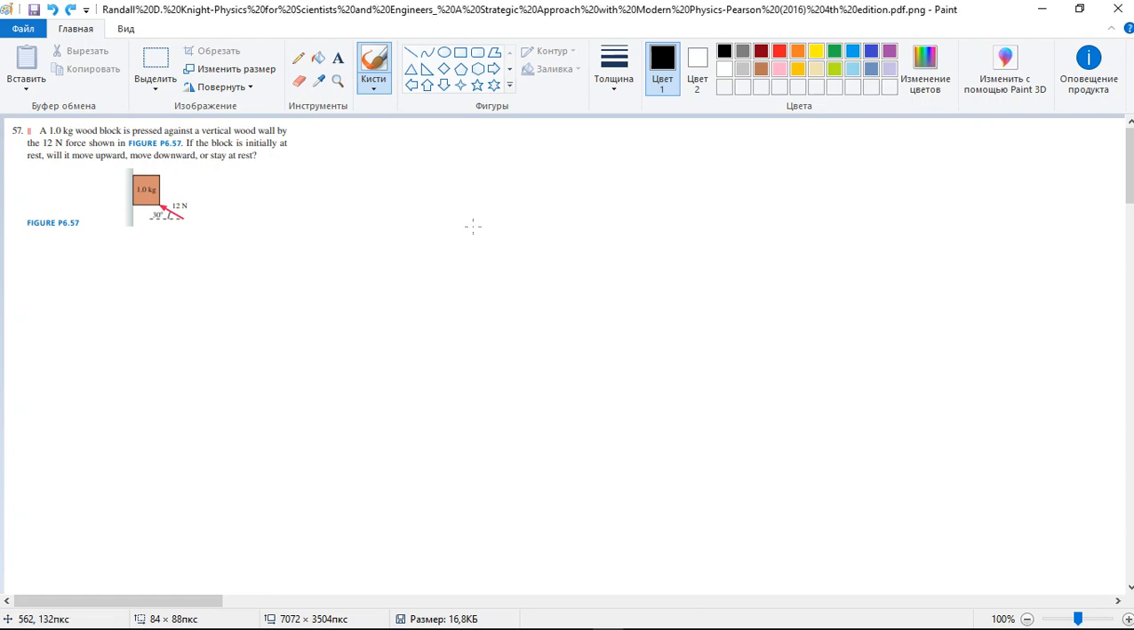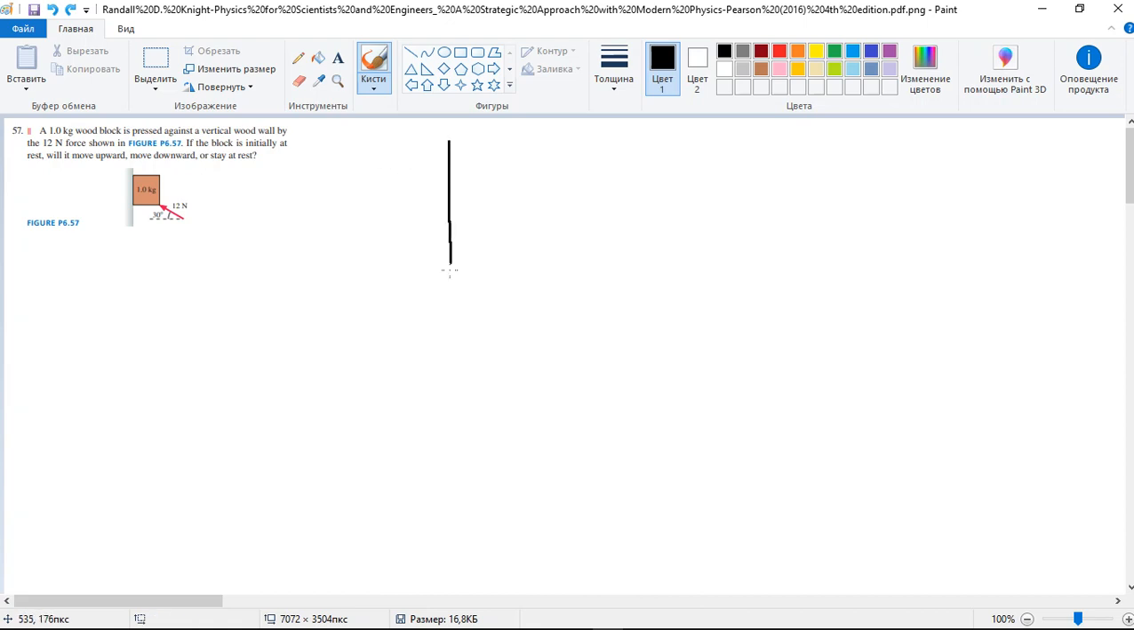Hello guys, in this video we solve the 57th problem from the 6th chapter. A 1 kg wood block is pressed against the vertical wood wall by the 12 Newton force shown in the figure. If the block is initially at rest, will it move upward, move downward, or stay at rest? This problem applies Newton's second law of motion and the concept of static frictional force.